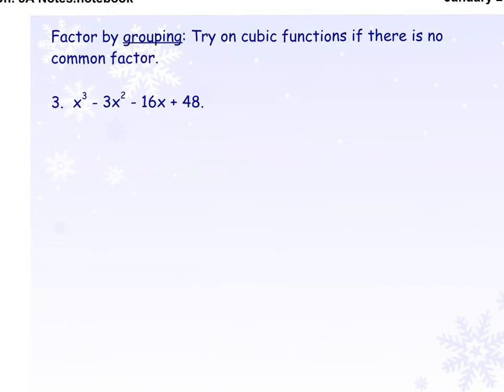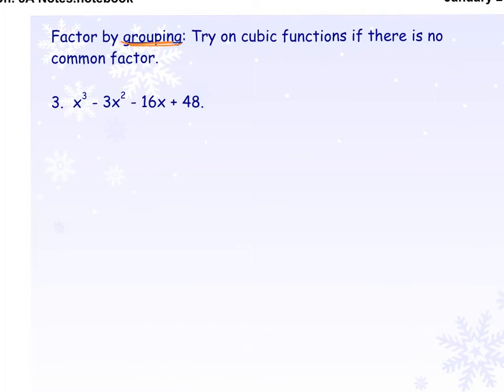Another option for factoring a cubic polynomial is called grouping. And grouping works if you can't find a common factor within your set of terms. We have x to the third power minus 3x squared minus 16x plus 48. Oh, wow. If we were to graph this one, it would cross the y-axis at 48. We don't have to do that, thankfully.